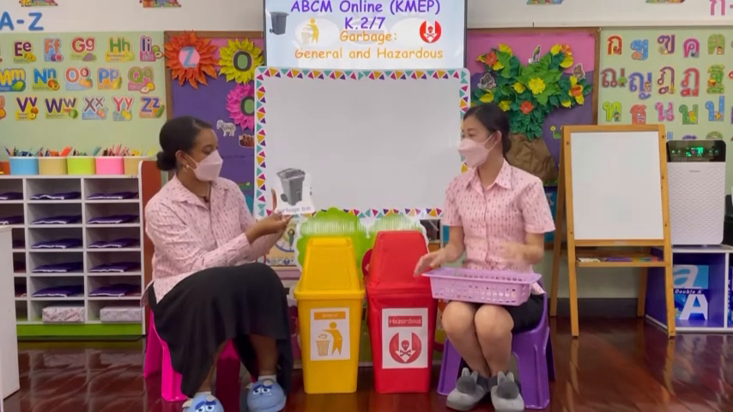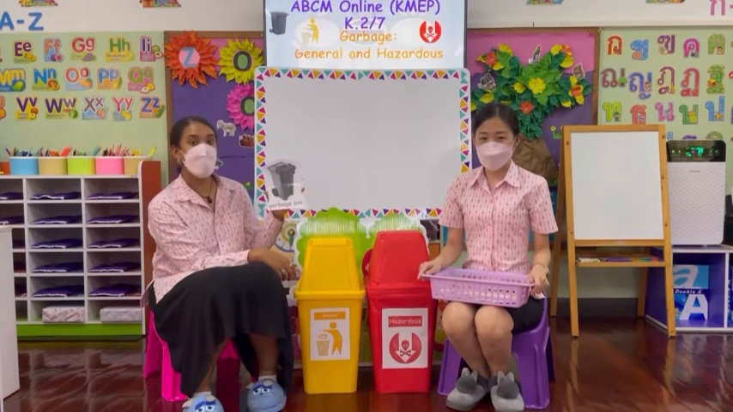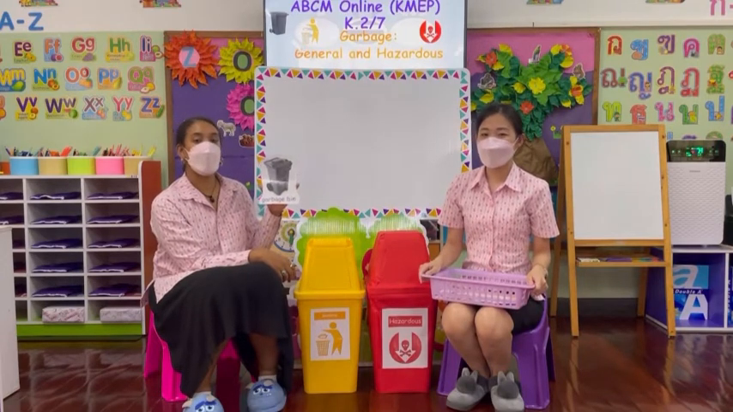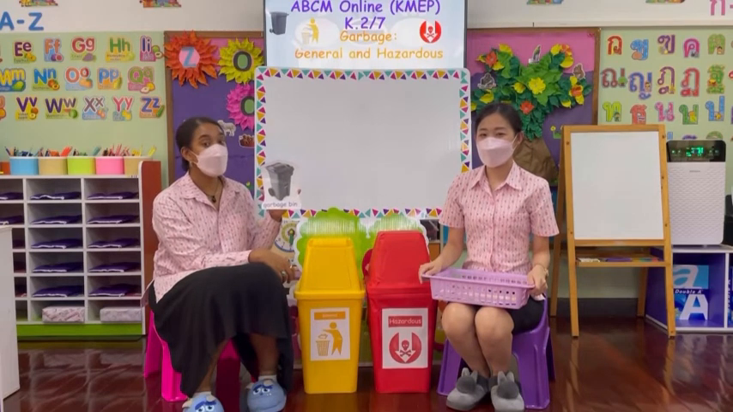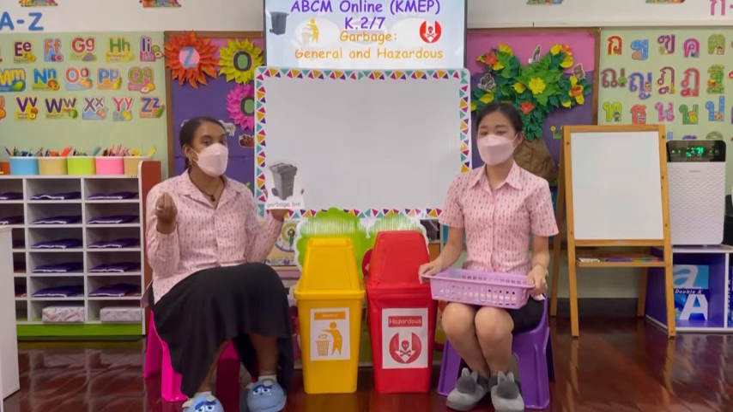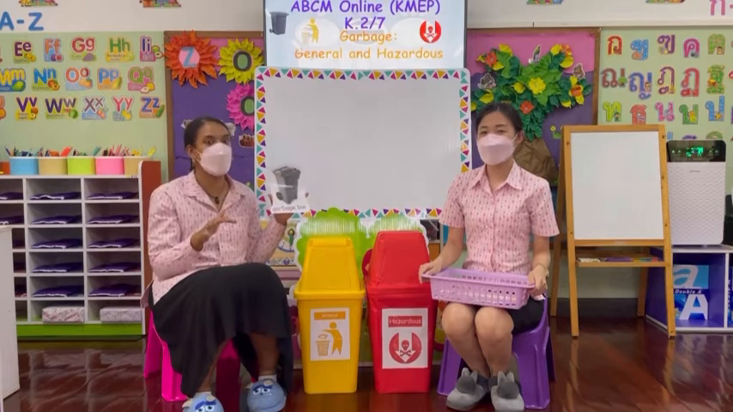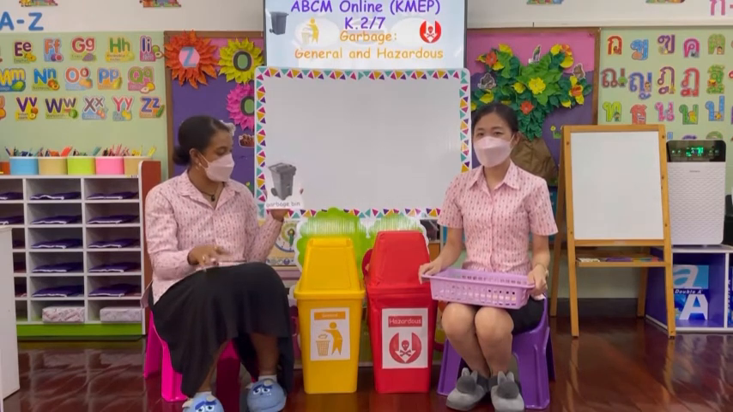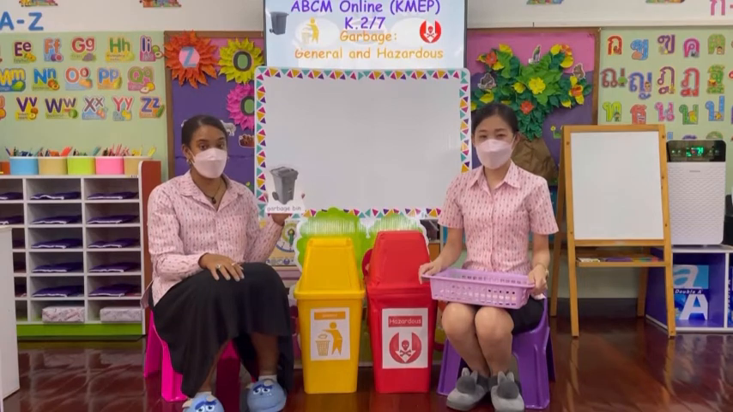Here we have a picture of a garbage bin. Now you might have noticed that our garbage bins come in different colors, and the different colors mean different things. The garbage that we have will be sorted into the different colors depending on what they are.